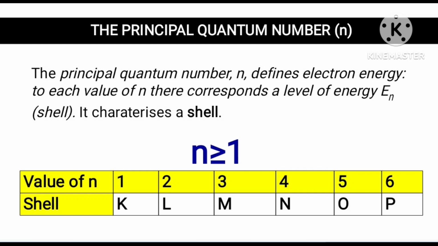So when n is high, it means that the electron in the atom has higher energy, because on different energetic levels, electrons have different energies. If you see in the picture, in the table, each value of n characterizes one shell. For example, if n is 1, this is the K shell, and 2 is the L shell, 3 is M, etc.